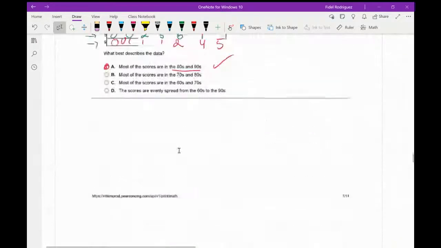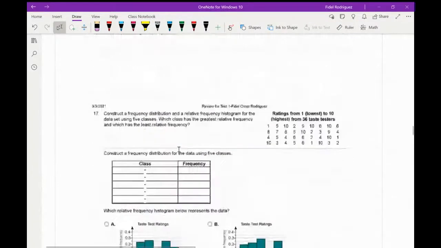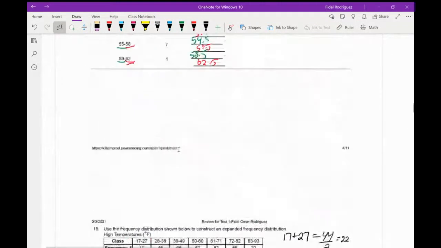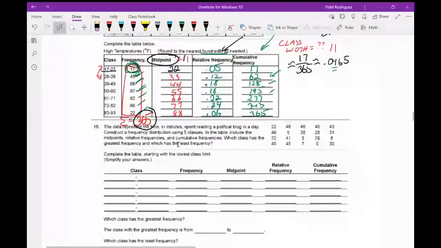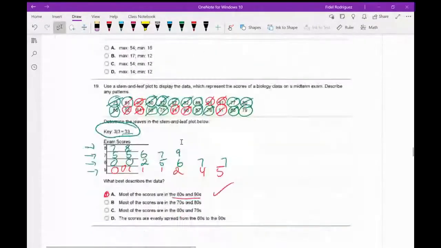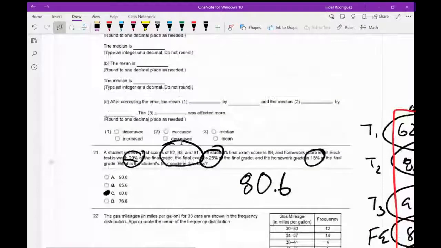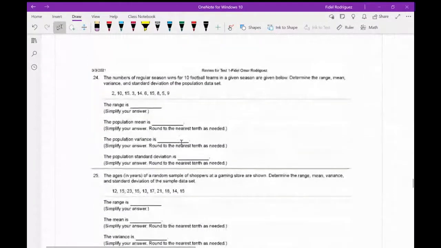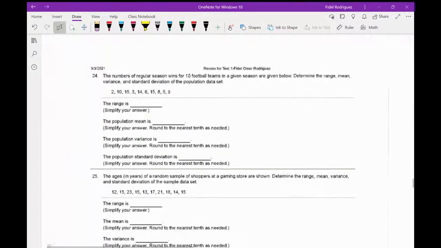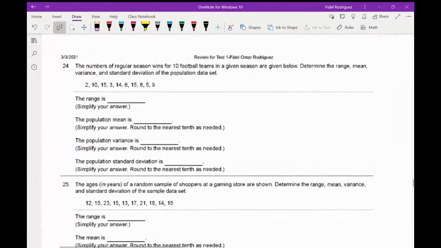So let's see. Did I pass it already? I think I passed it. Median. Here we go. Okay, so I'll tell you what. Let's try number 24 because 25 is the same type of problem.